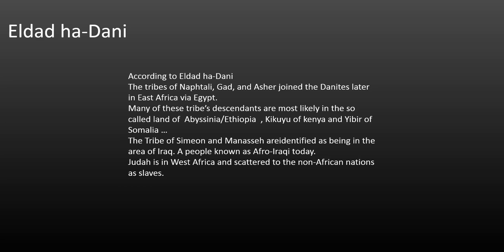The Kikuyu of Kenya and Yibir of Somalia are also Hebrews in the east area of Africa. The tribes of Simeon and Manasseh are identified as being in the area of Iraq. A people known as Afro-Iraqi exists there to this very day, and they are most likely of the tribe of Simeon and Manasseh. Judah is in West Africa primarily and scattered to the non-African nations as slaves according to the scriptures.